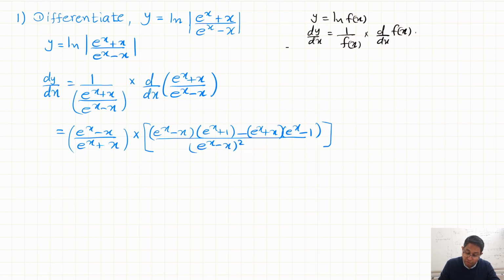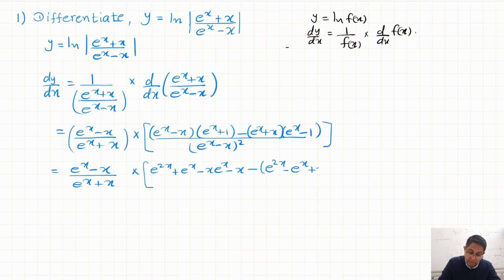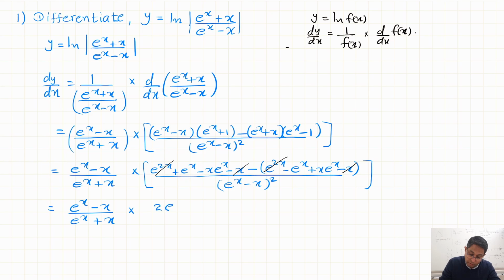You can simplify this fraction. First, expand this bracket here and this double bracket here. Take away, expand these two brackets, over (e^x - x)^2. Simplify this expression. This term cancels out with this term. This minus x cancels out with this minus x. That would give you 2e^x - 2x e^x over (e^x - x)^2.